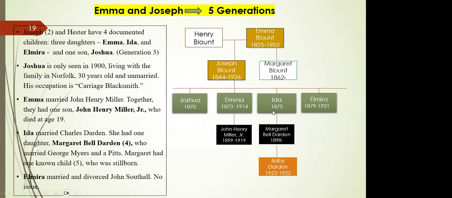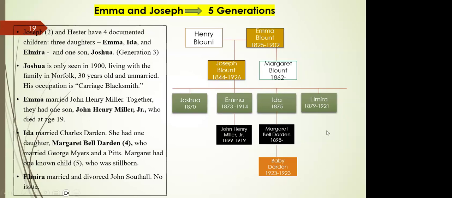Their daughter Ida married a Charles Darden. She had one daughter, which is the Margaret Bell that we saw in the 1900 census living in the house with her grandmother Hester. And Margaret actually had a baby in 1923, but she was only 5 months pregnant and the baby was stillborn. But they did make a death certificate for it. Elmira married a man named John Southall. It was a very short-lived marriage, and there was no issue. They were divorced just a few years later.